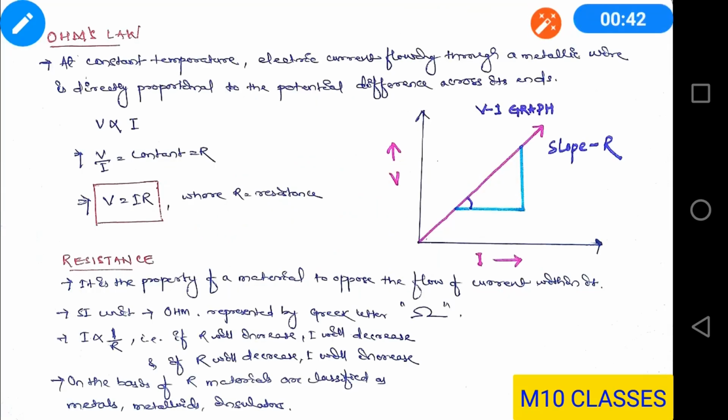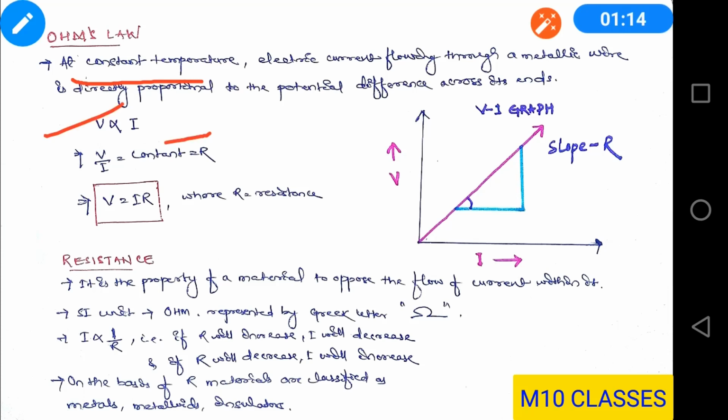Now we are going to start with Ohm's law. What is Ohm's law? Ohm's law states that at constant temperature, this is important, at constant temperature, the electric current flowing through a metallic wire is directly proportional to the potential difference across it. That means current I is directly proportional to the potential difference V. So V is directly proportional to I, where V is the potential difference and I is the current.